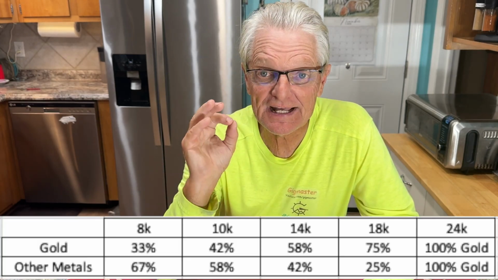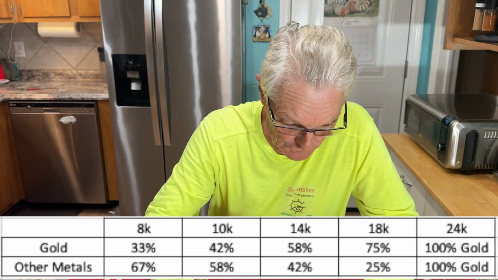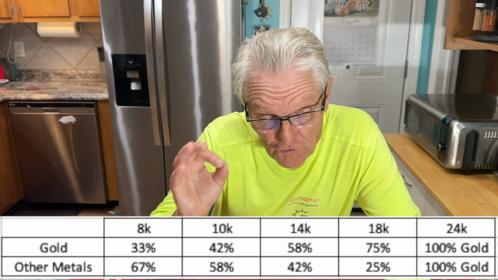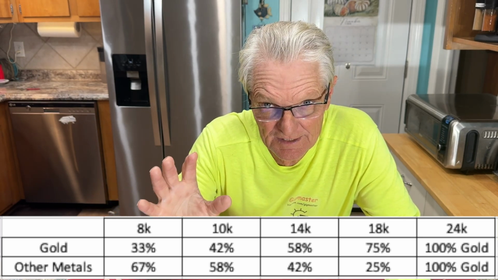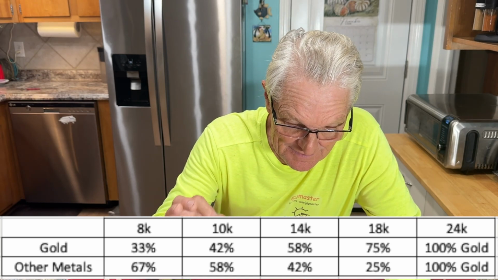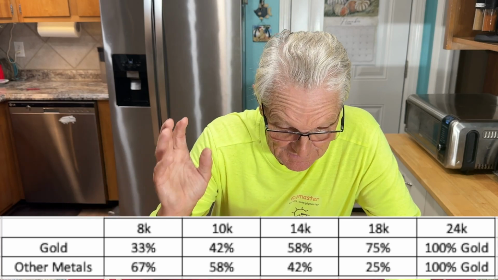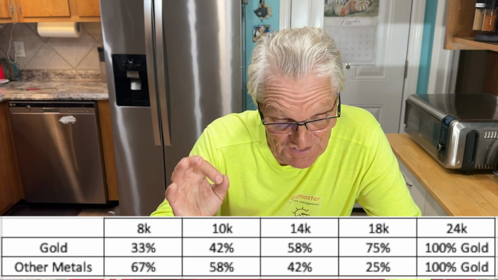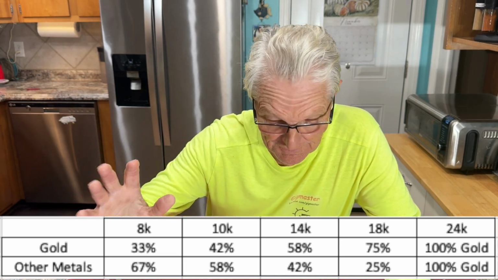If y'all remember, like you get 10K, 14K inside your ring, that is the purity of gold that you have in that ring. I'm going to put a little chart up there and show you something real quick. All right, 8K, what percent of that is gold? 33%. There's a few 8K items out there. You don't see that a lot, but you do see them now and then. That means it's 67% other metals. The 10K is 42% gold and 58% other metals. It's over half other metals in that ring.